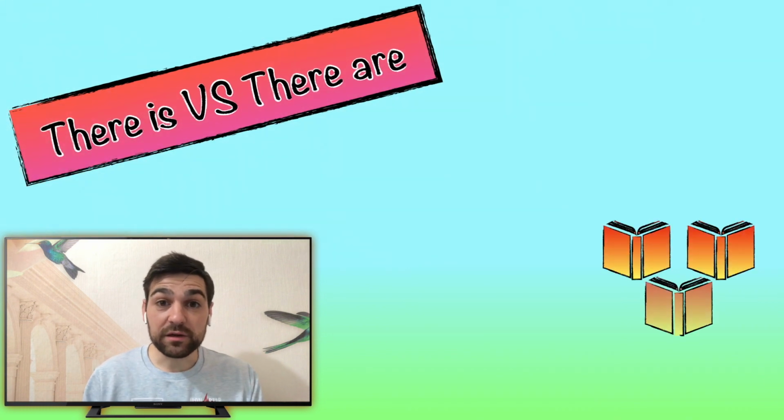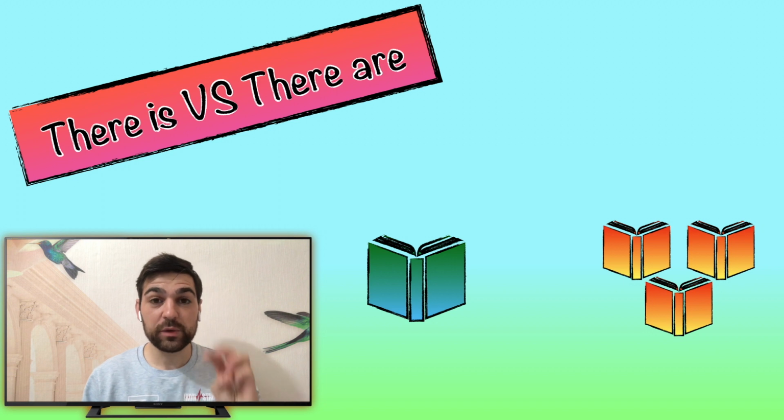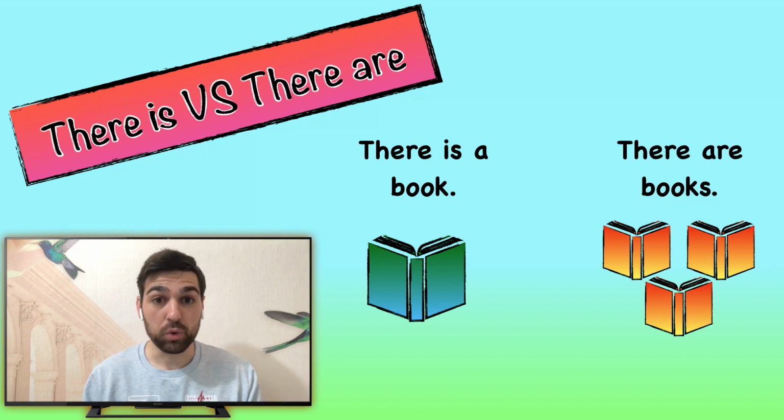Now, let's learn the difference between there is and there are. Let's look at those pictures. We can see 1 book, and then we can see 3 books. So, when we have 1 book, we say, there is a book. Easy. And when we have 3 books, we say, there are books.